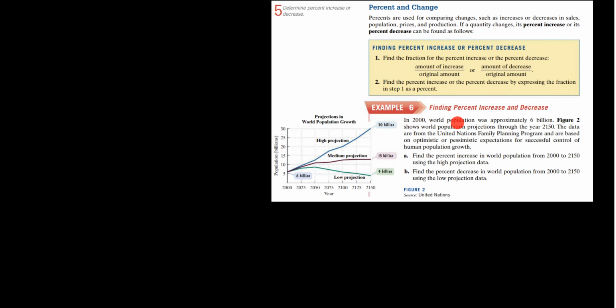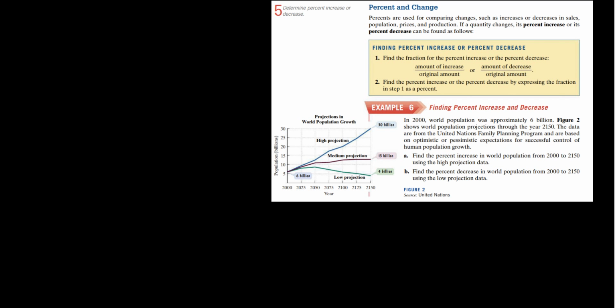In 2000, world population was approximately 6 billion, which is crazy because I remember like in 97 or something, I thought the 7th billion person was born. Oh well. Figure 2 shows world population projections through the year 2150. The data are from the United Nations Family Planning Program and are based on optimistic or pessimistic expectations for successful control of human population growth. Well, if that last sentence doesn't scare you, I don't know what would.